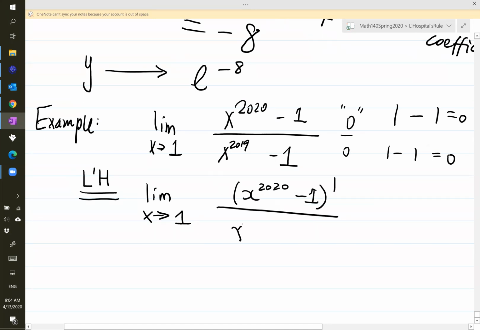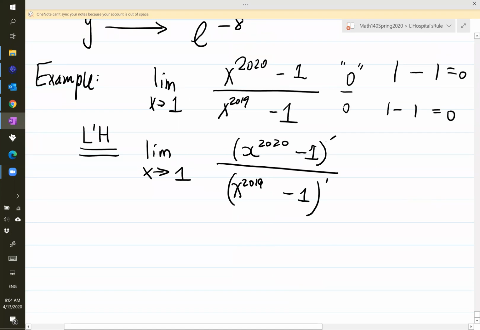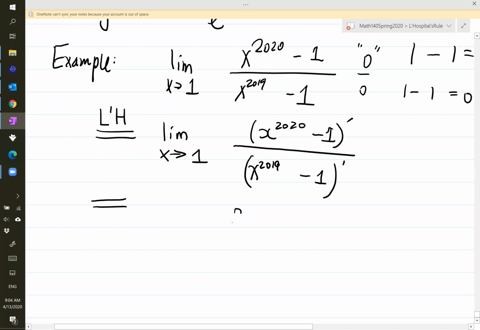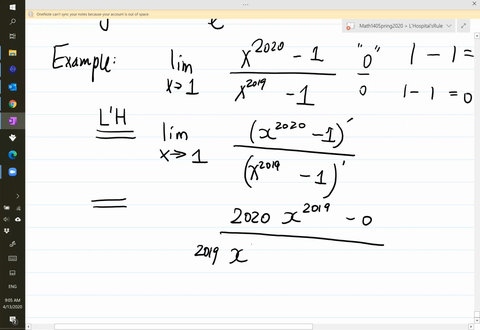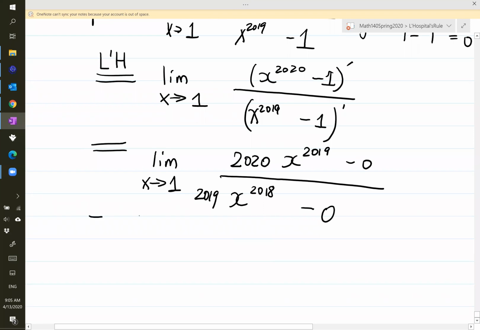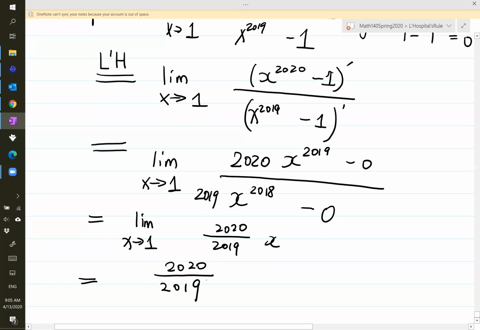Take the derivative. By the power rule, we get 2020 times x to the 2019 over 2019 times x to the 2018, limit as x approaches 1. Now this is well defined. If you simplify this you get 2020 over 2019 times x. Now substitute x by 1, and you get the result 2020 over 2019.